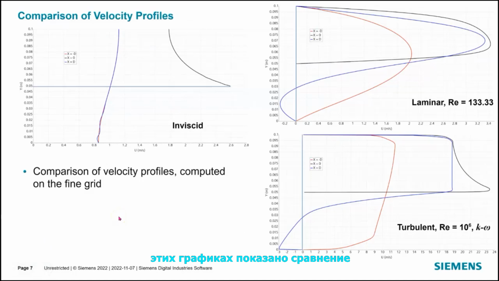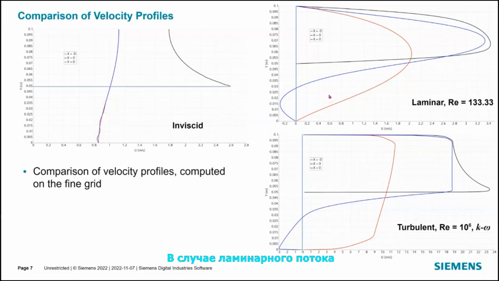These plots show the comparison of velocity profiles at x equals -1 diameter, x equals 0, which is above the obstacle, and x equals d, 1 diameter downstream of the obstacle, computed on the fine grid for different flow regimes: inviscid flow, laminar flow at the Reynolds number 133.33, and turbulent flow at the Reynolds number 1 million computed with the k-omega turbulence model. The profiles are the same at x equals -d and x equals d if the fluid is inviscid, except for some numerical oscillations on the downstream side. This is expected because the flow is symmetrical around the obstacle.